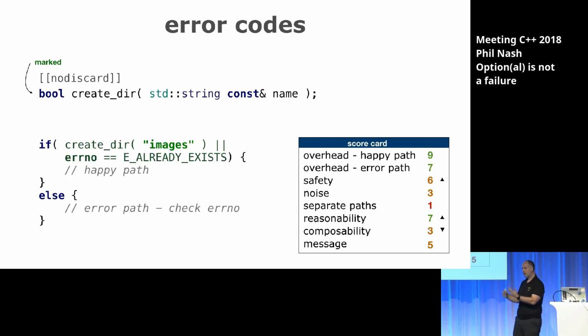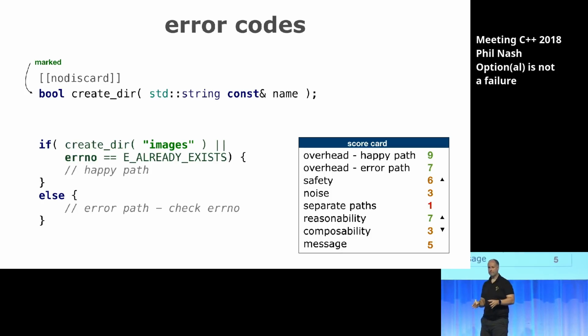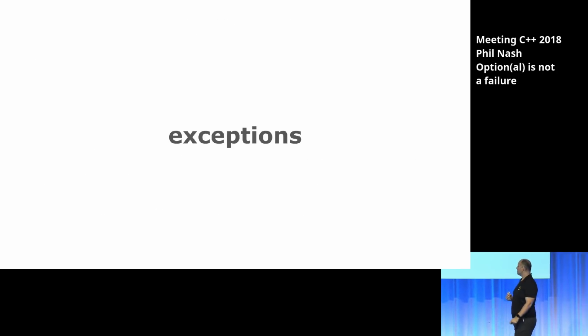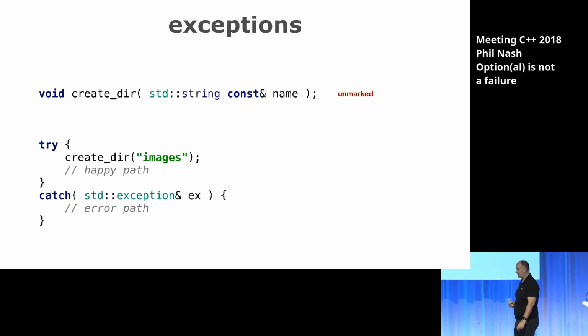So that's sort of where we were some years ago when we decided there must be a better way, must be a better approach that we can try. And that's how we ended up with exceptions. Exceptions will solve everything, yeah? Exceptions are the primary method of error handling in C++ today. Let's see how they stack up.